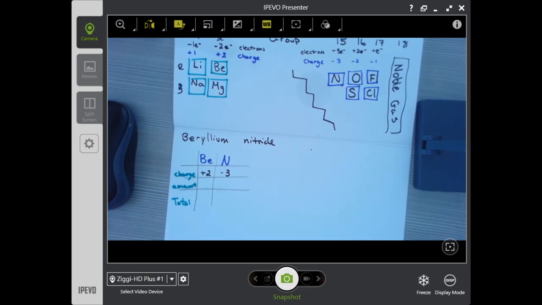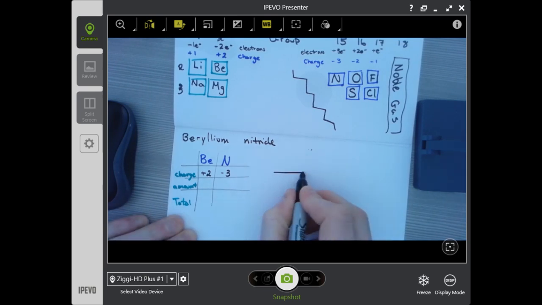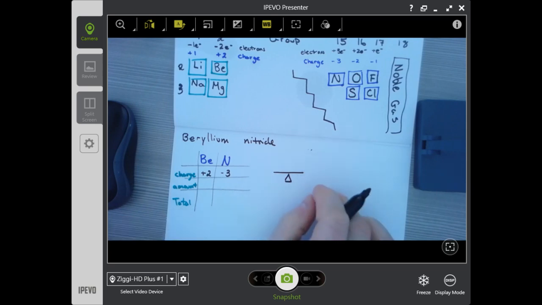How many of each are going to be in this compound? Remember, there's only one possible way that these ionic compounds can come together. We need to figure out what that one way is. It always comes down to whenever they are balanced in terms of their charge. Whenever we can get these two to balance their charges, that's what the compound is going to be.